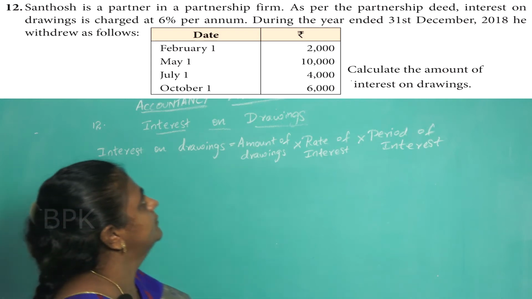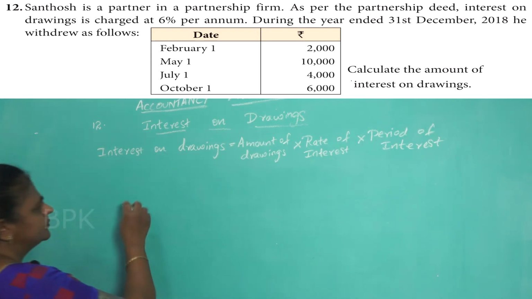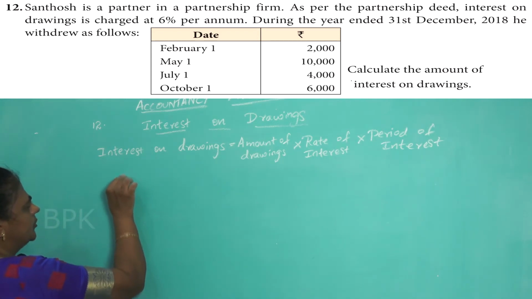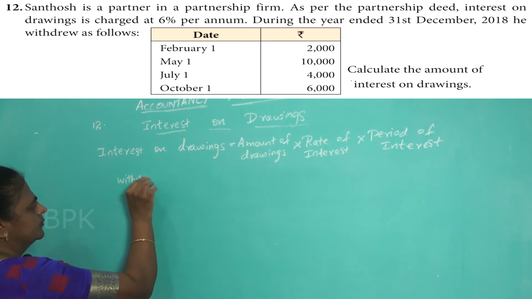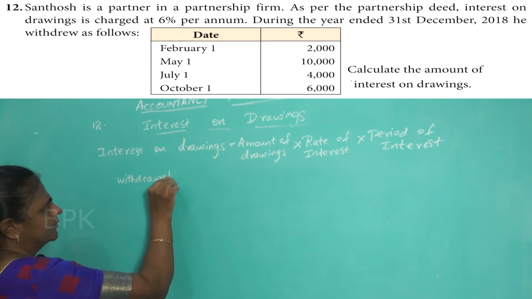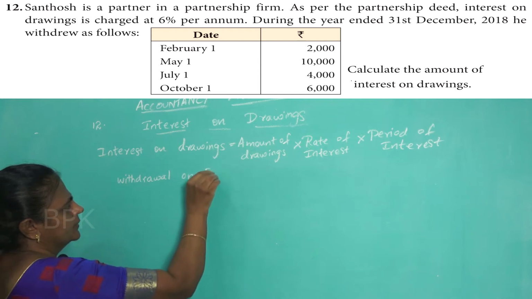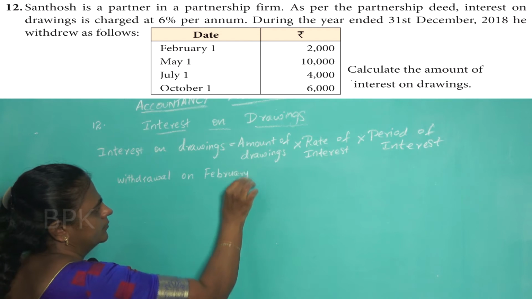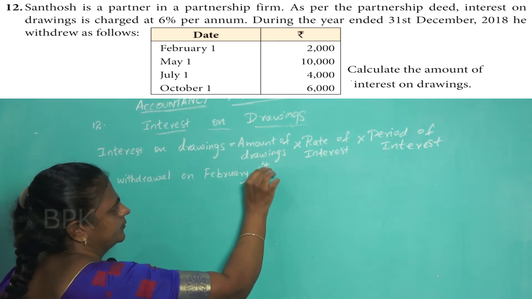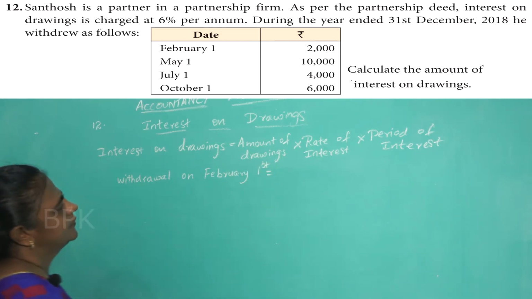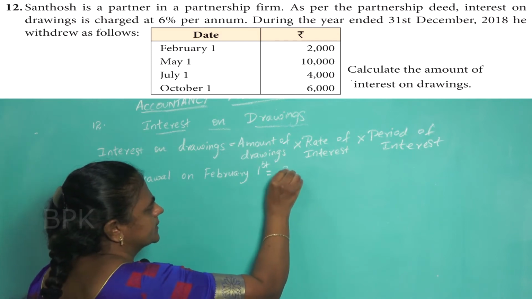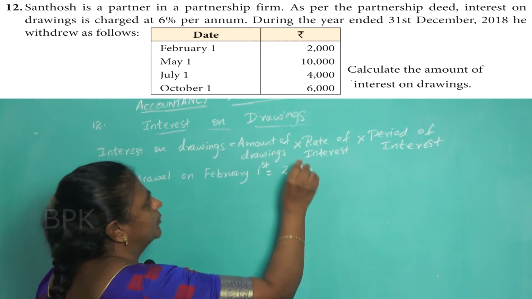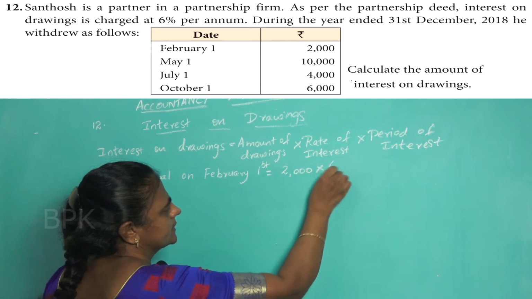You see the question, withdrawal on February 1st. How much is he withdrawing on February 1st? 2000 rupees. What is the rate of interest? 6%. 6 by 100.